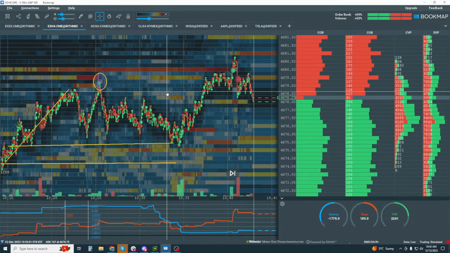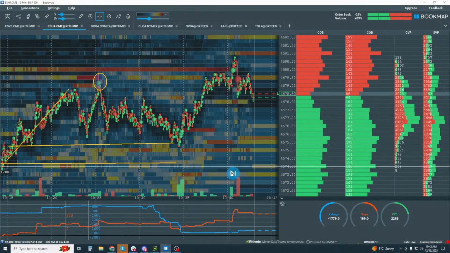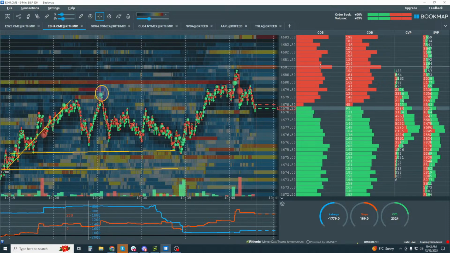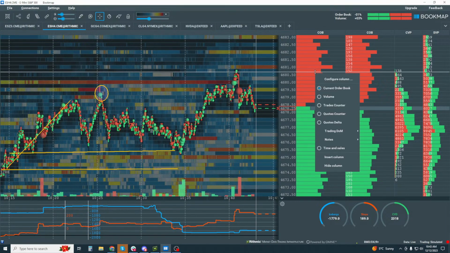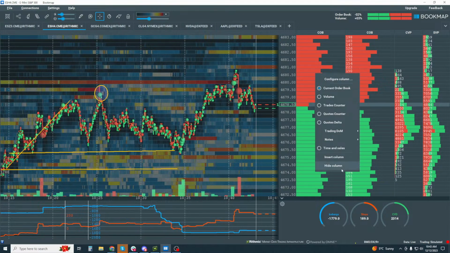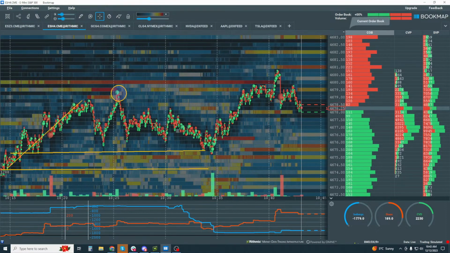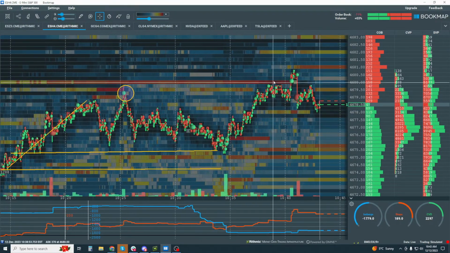Works for me, I like it. Play around with it if you aren't getting much use out of it for that day. Let's get rid of that column.